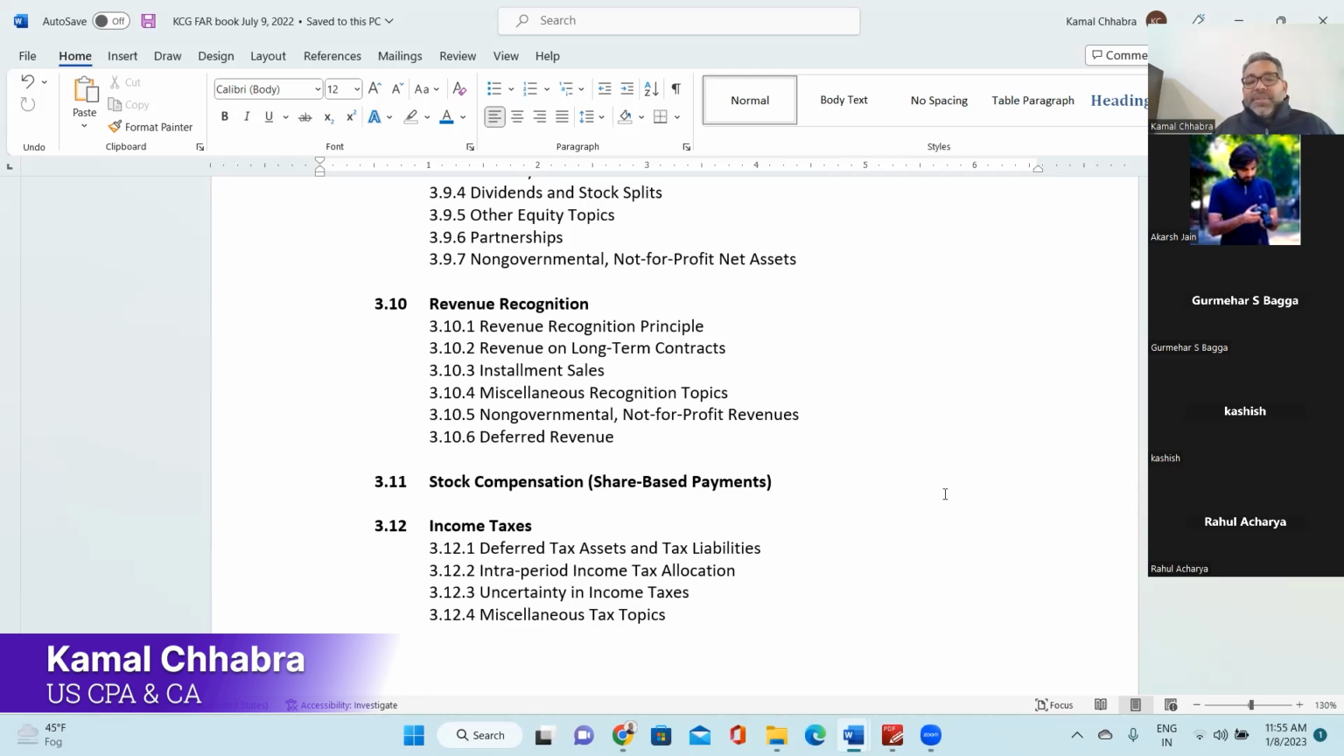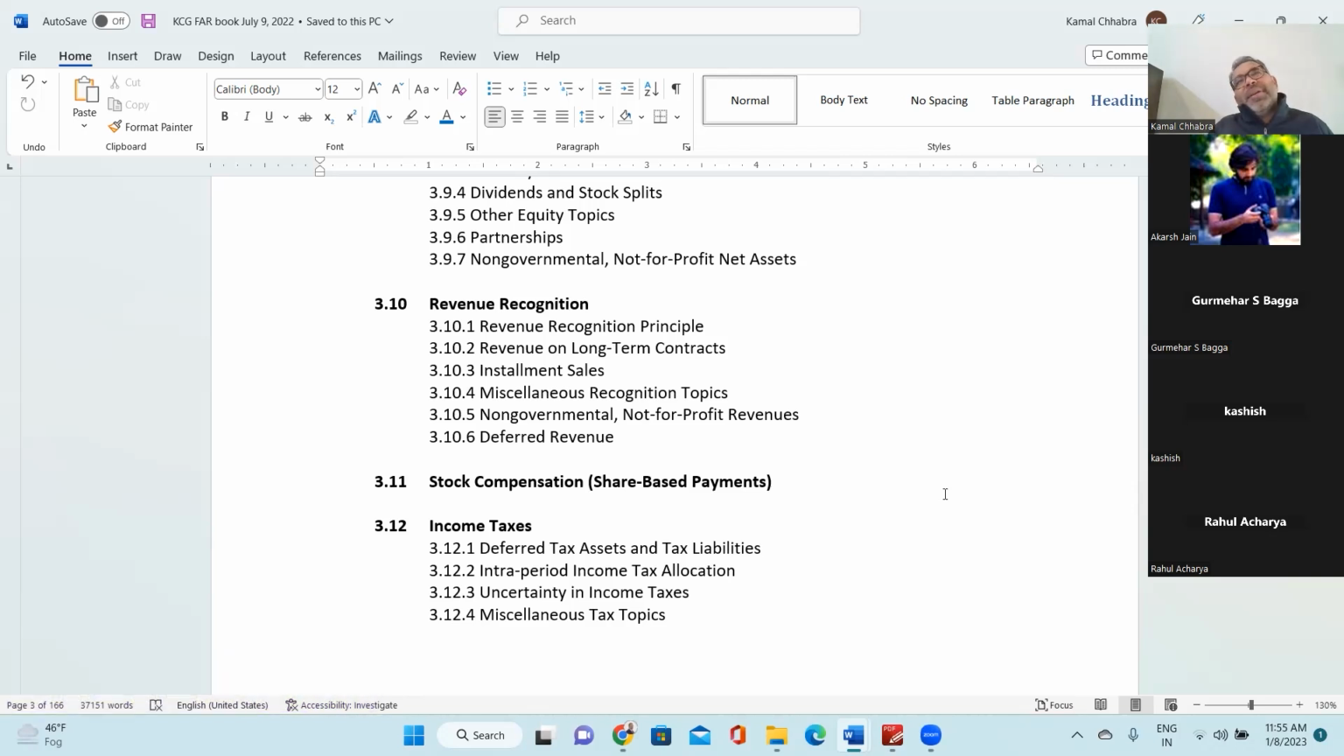Then here comes stock compensation, like Kashish, what you were saying, ESOP. ESOP will come under share-based payment or stock compensation. So that will be covered over here, how to do the accounting of ESOP or share-based compensation to employees, or sometimes a company issues stocks to vendors also. How to do the accounting treatment of those stocks.